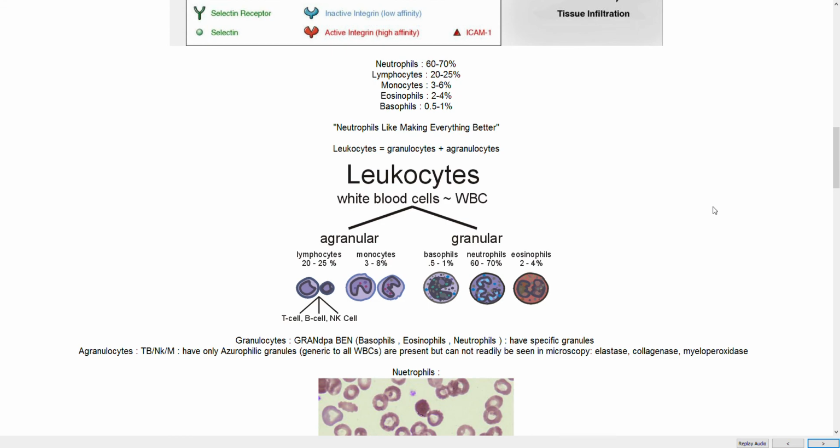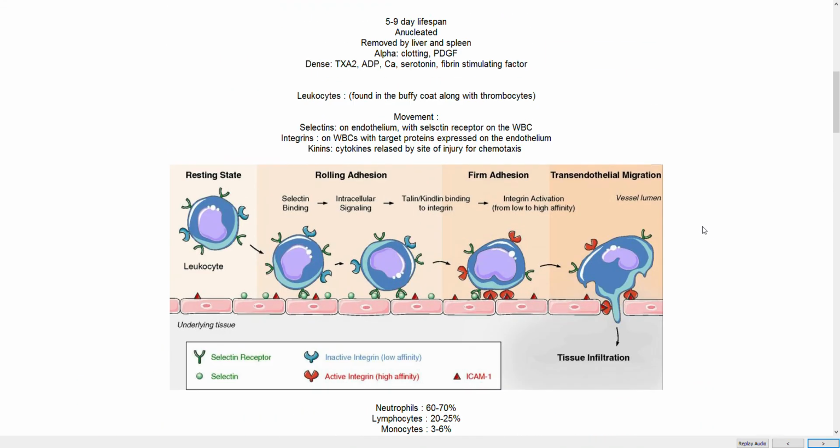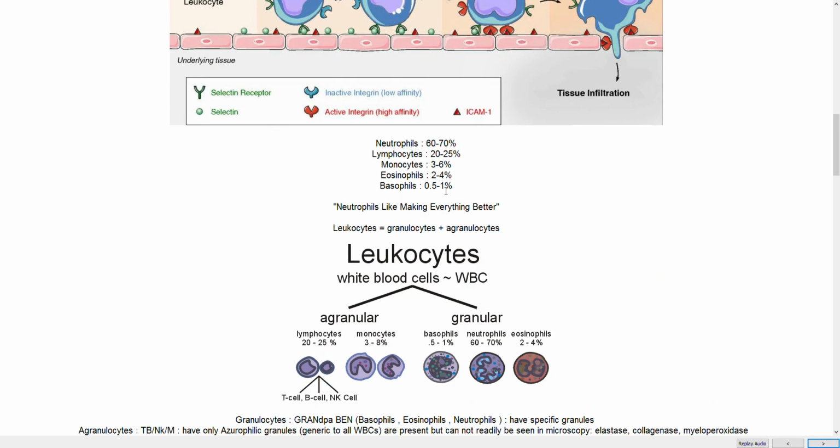So let's go into more detail about these different kinds of leukocytes. There are five important ones that you need to know, usually. And they are neutrophils, lymphocytes, monocytes, eosinophils, and basophils. And they vary in the frequency in which you can find them in the plasma. So how I remember the order from most frequent to least frequently found is "Never Let Monkeys Eat Bananas," or neutrophils like making everything better. So the first letter corresponds to each word in this sentence.